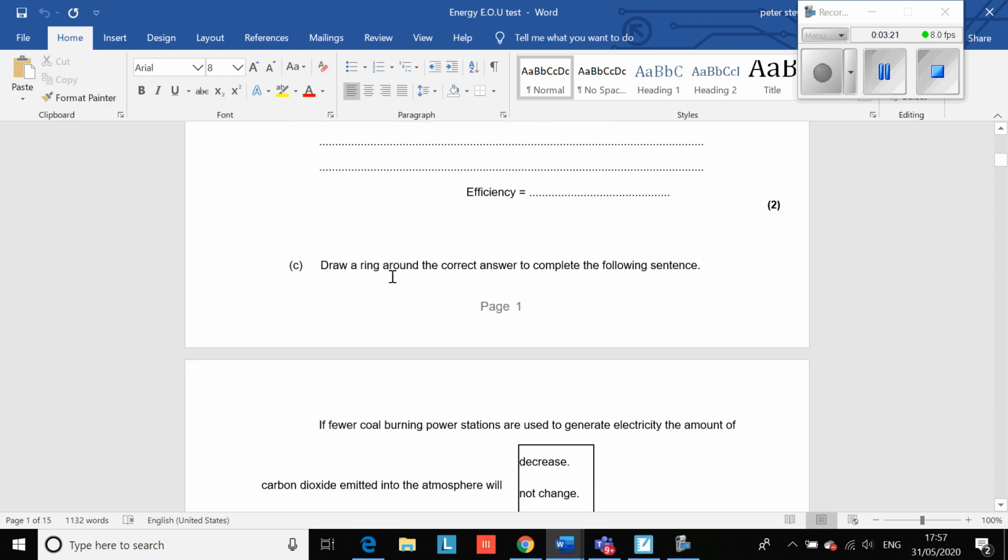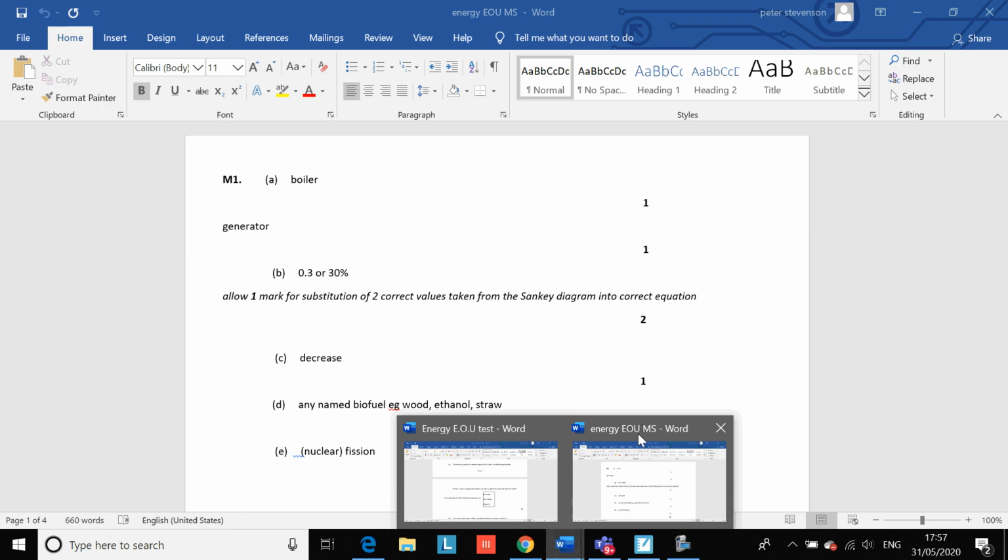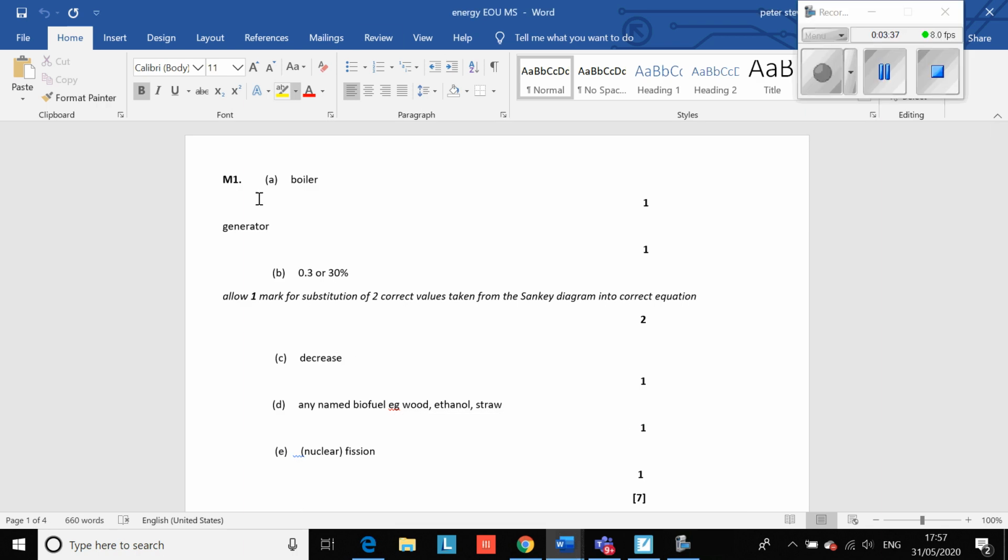Next one, draw a ring around the correct answer to complete the following sentence. If fewer coal-burning power stations are used to generate electricity, the amount of carbon dioxide emitted to the atmosphere will decrease. 1 mark for that. And just in case you weren't sure, there it is.